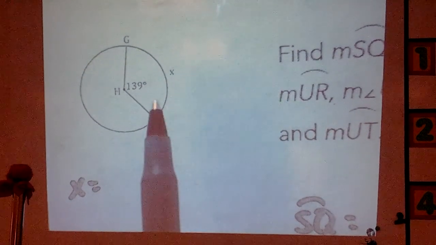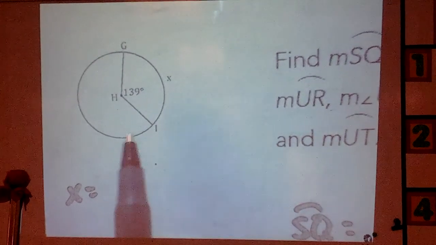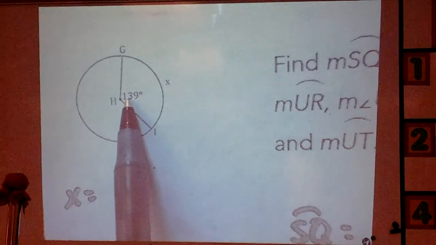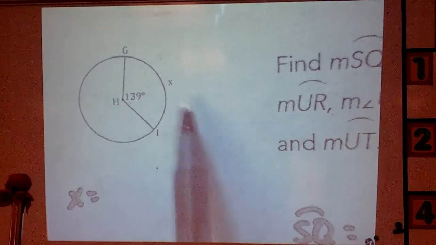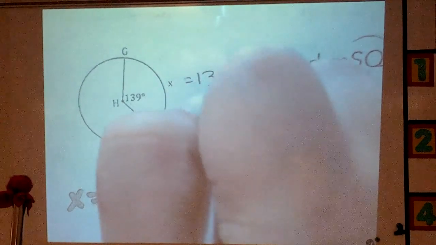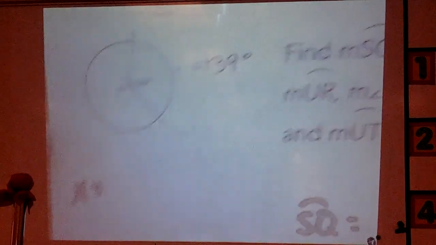We're going to talk about central angles. Central angles are easy peasy. Central angles are equal to the arc they intercept. So in the first problem, if my angle is 139, then the arc it intercepts is also 139 degrees. And you're done. Move on with your life.